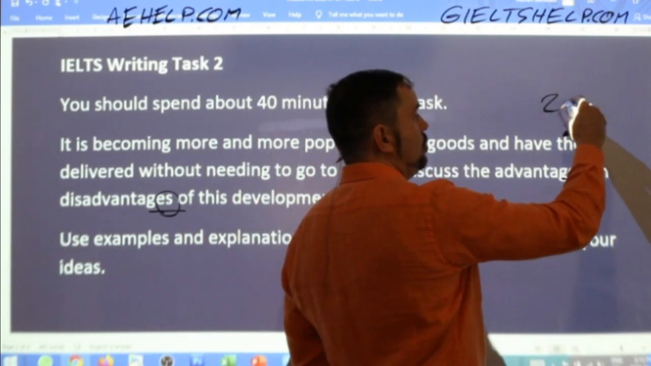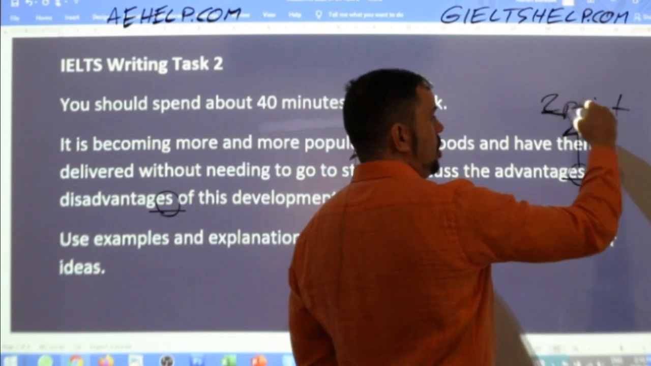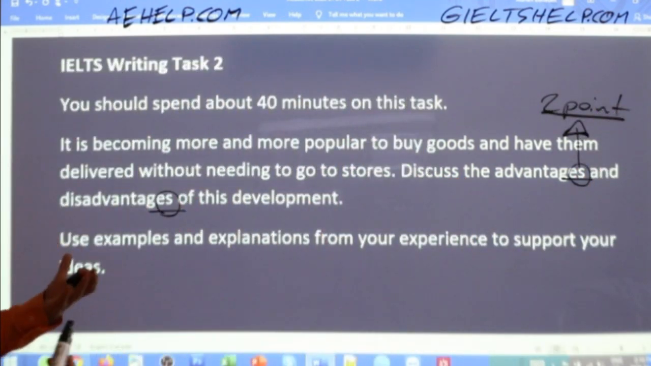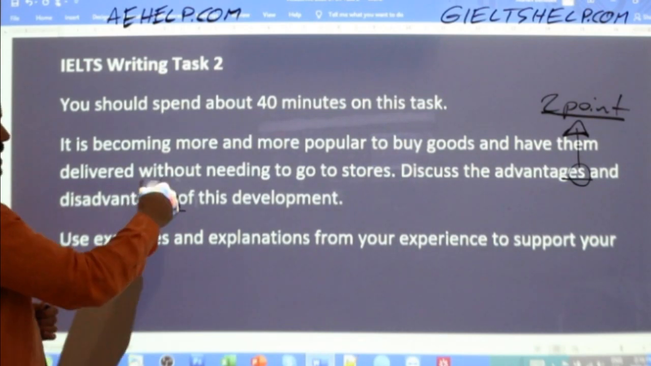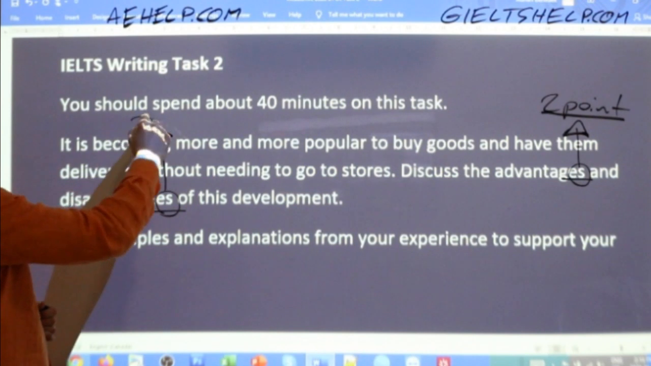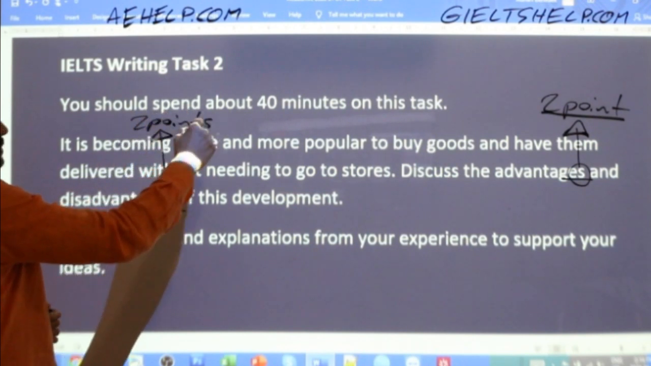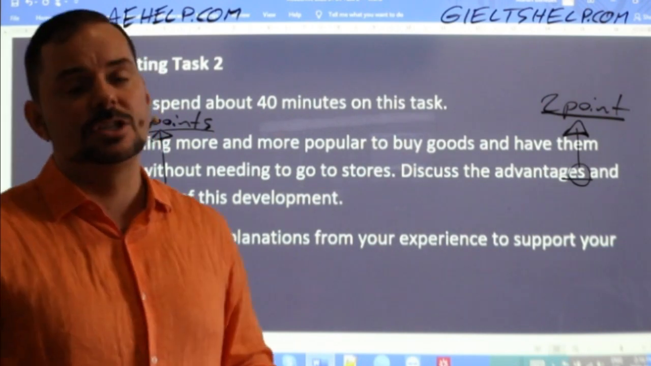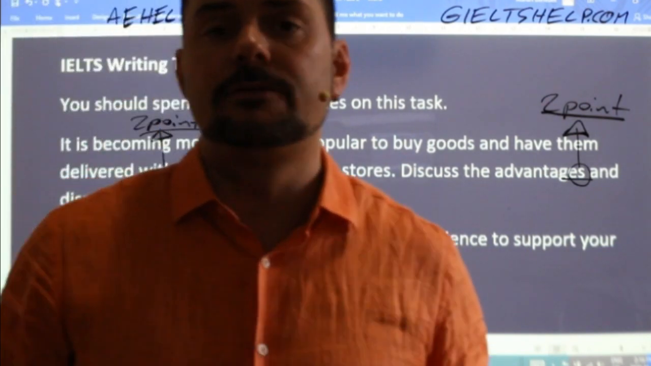Have 2 points. You can opt to discuss both of those in one body paragraph or make 2 short ones. I recommend just writing 1 bigger body paragraph. And then here also 2 points. Okay, so 2 points for each. 2 points for the advantages, 2 points for the disadvantages.